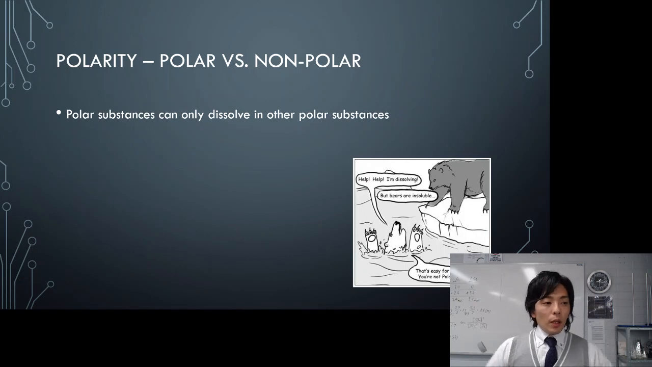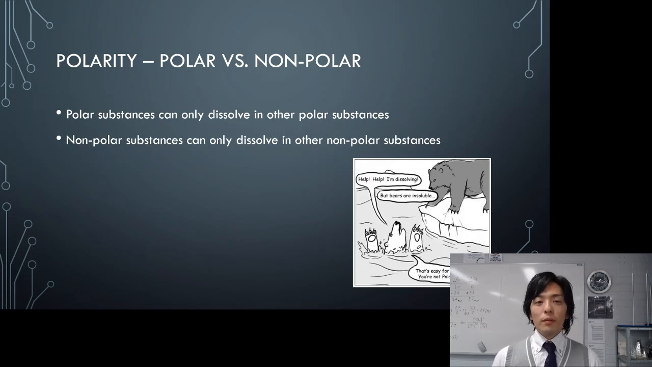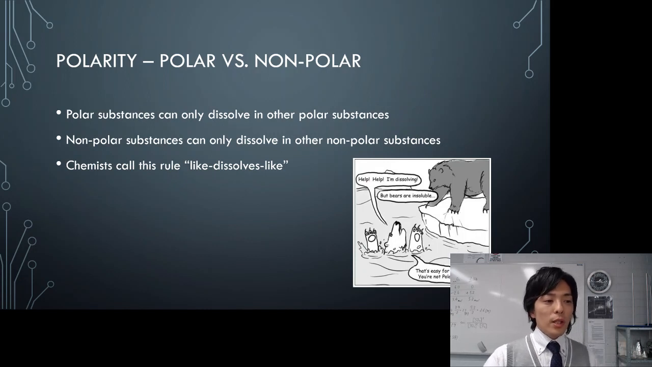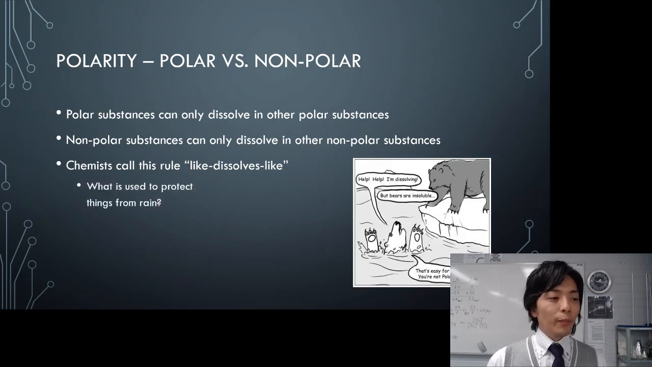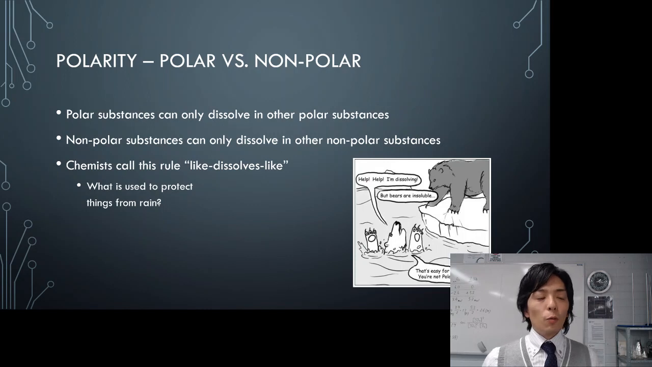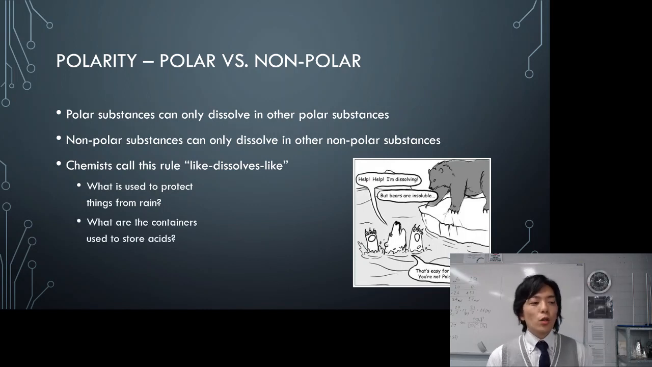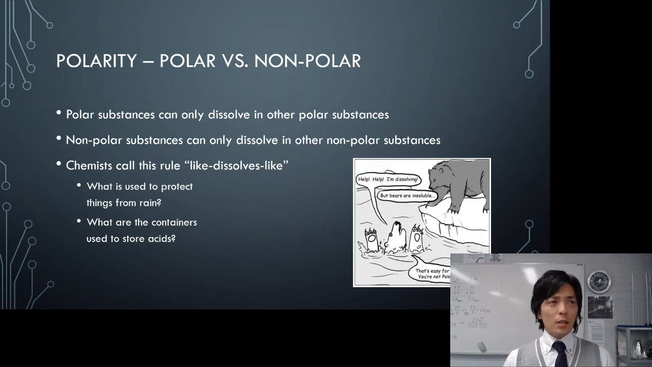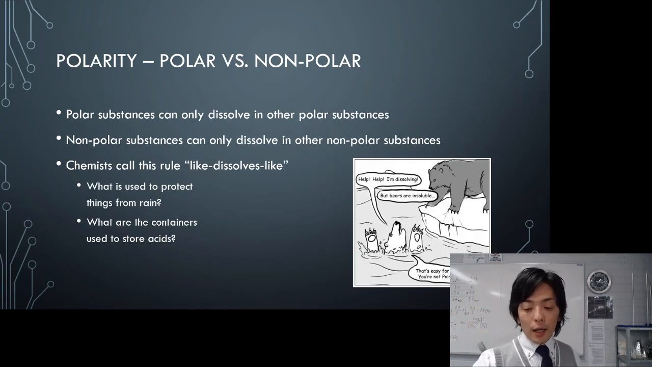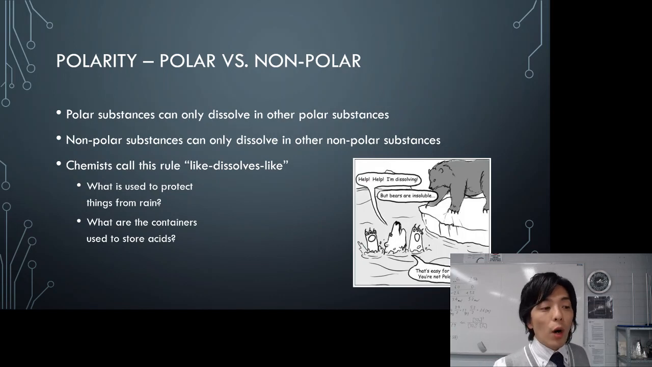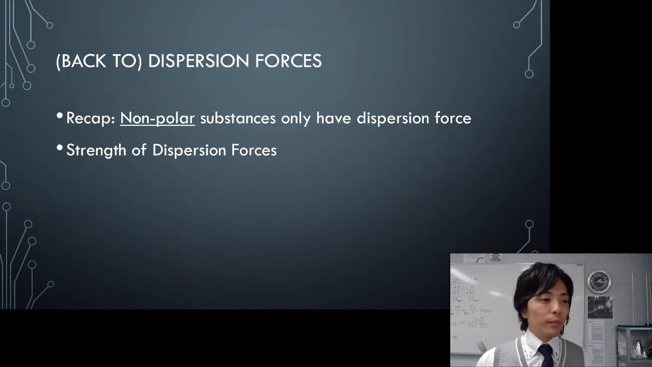Another thing about polar and non-polar: polar substances can only dissolve into other polar substances, like a polar bear dissolving, no, just kidding. Non-polar substances can only dissolve in other non-polar substances. Chemists call this like dissolves like. That's what we've been talking about. What is used to protect things from rain? Think of something that doesn't dissolve into water. What other containers are used to store acids? Acids always have a positively charged ion that can come off from the compound if it's in water. So what would you use to store that?